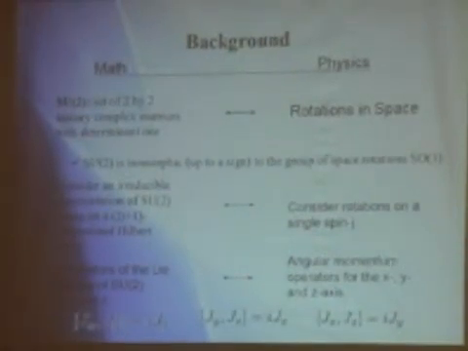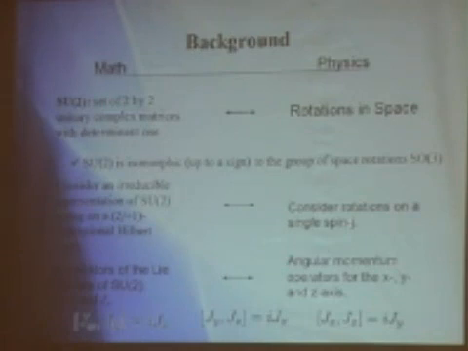What I mean by SU(2) is the set of 2x2 complex unitary matrices that have determinant one. It turns out that this set is isomorphic, up to a sign, to the group of rotations in space. And when I talk about representations of SU(2), I'm actually talking about rotations.